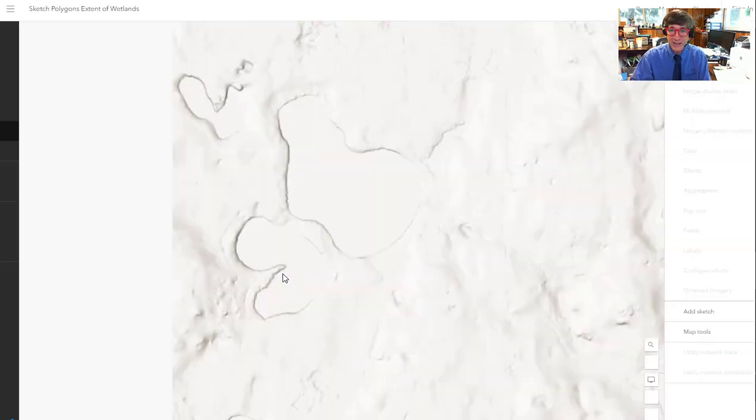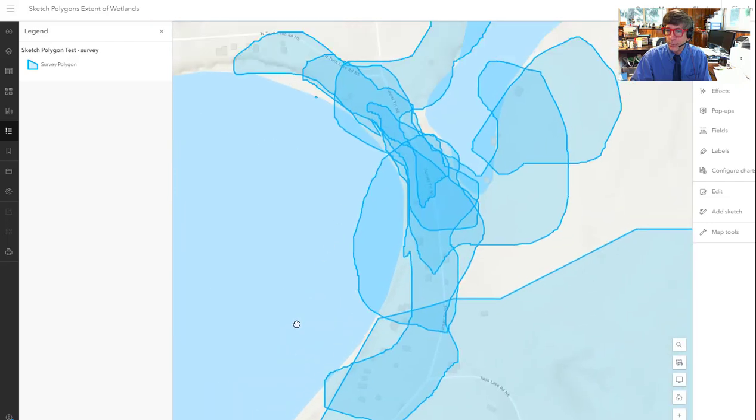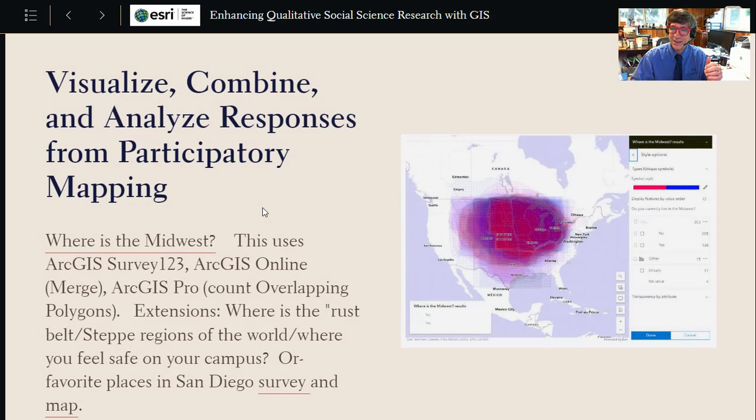Once in my case, all the students looked at this, we came up with this. Kind of looks like a lot of blobs, but most of the people said, this area right here, there's a lot of agreement that that's the wetland area. Fascinating to be able to do this. Similar to where's your favorite place in San Diego? There's some overlaps there that I asked at the beginning of this particular workshop.